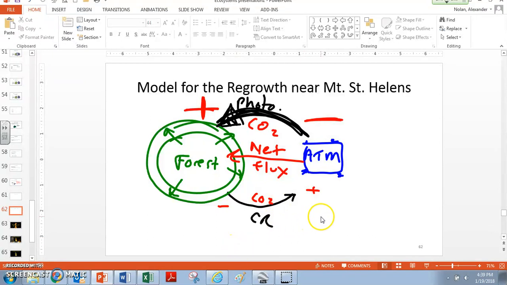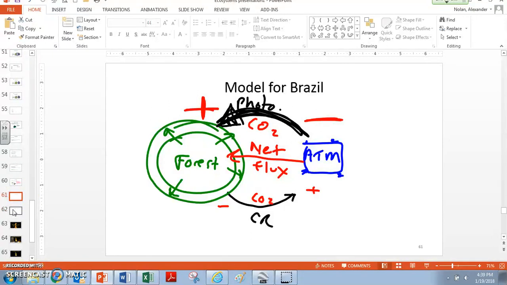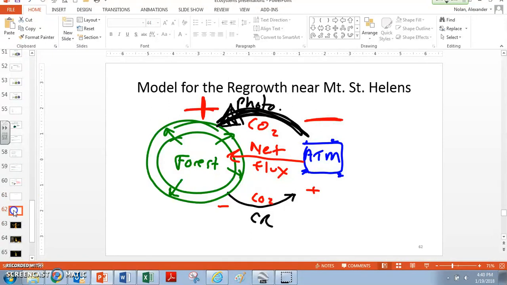So I hope that this was insightful and you feel a little bit better about being able to model carbon pools if you are trying to show through fluxes what those pools are doing. Are they growing? Are they shrinking? These are two really good examples. Our Brazil example, where there's deforestation going on, and our Mount St. Helens example, where we actually have regrowth of forest, pulling carbon dioxide out of the atmosphere.